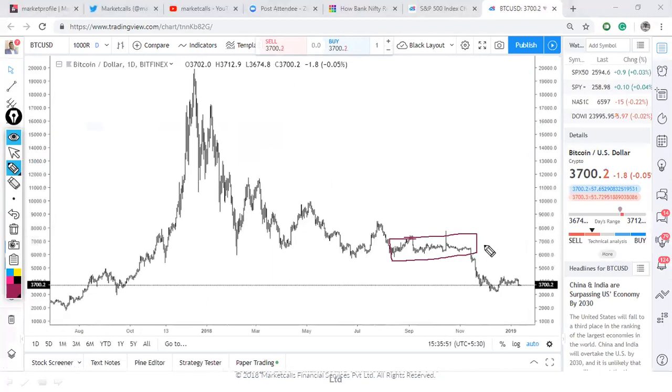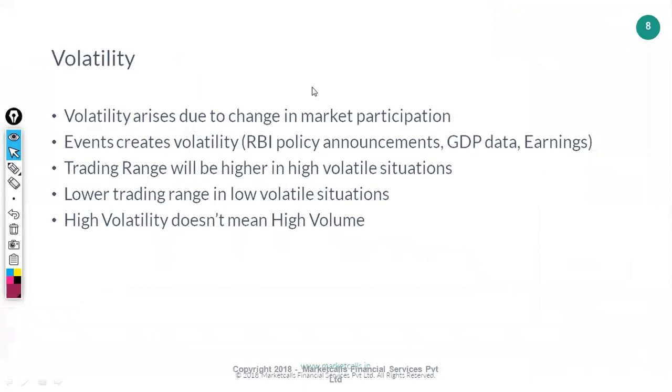And finally, it started breaking down. And still, it is moving with low volatility. If you ask me, the downtrend is still going on with low volatility. What kind of volatility we are in is also good to observe from the order flow charts. High volatile zones are defined by bigger range bars, where the day's candle range will be much bigger. And the lower ranges are where the low volatile situations are.